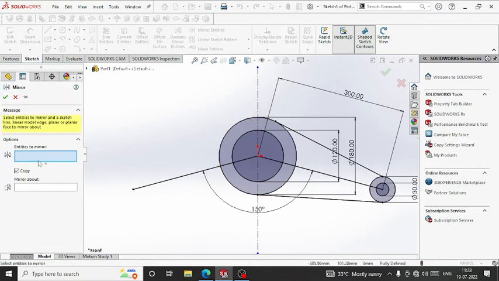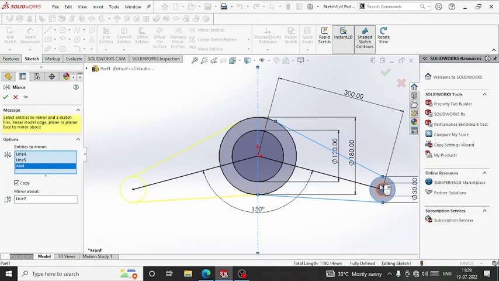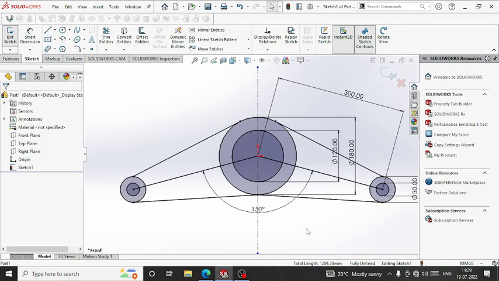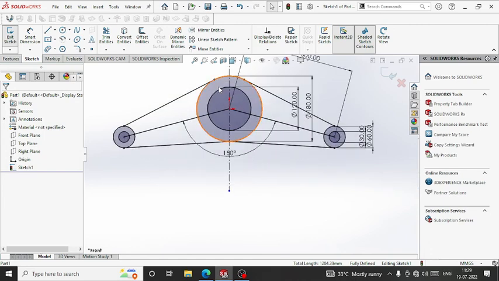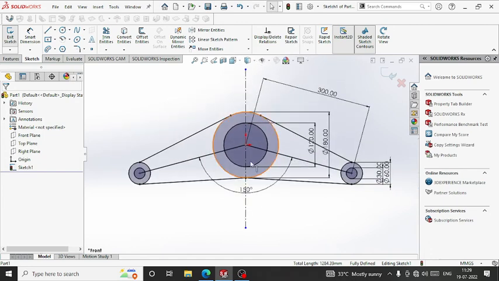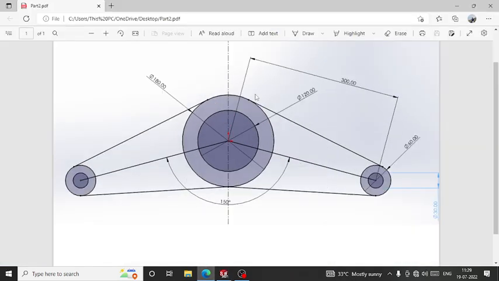Mirror entities. Mirror about the center line. To mirror. Okay. This is the figure.